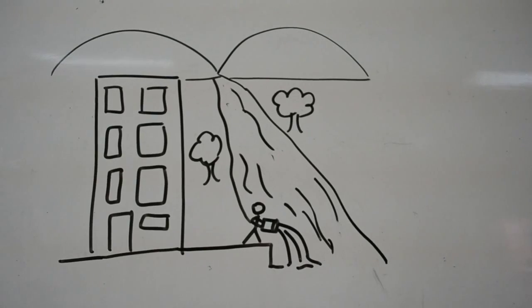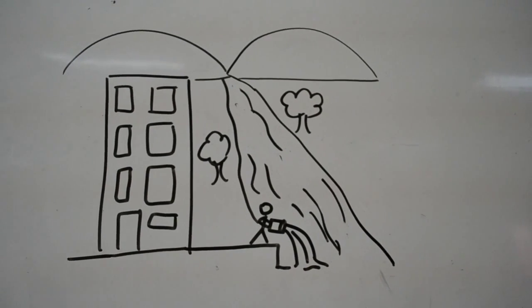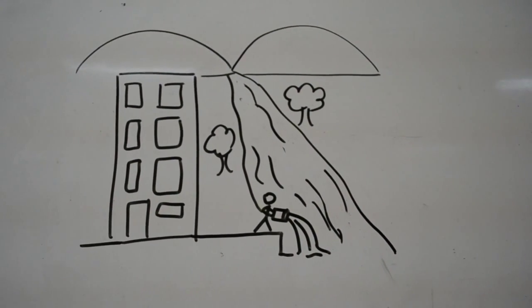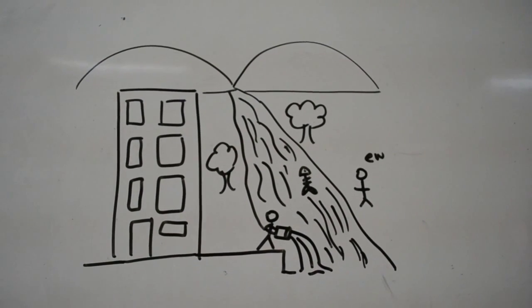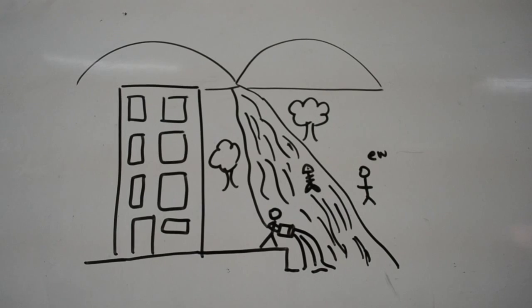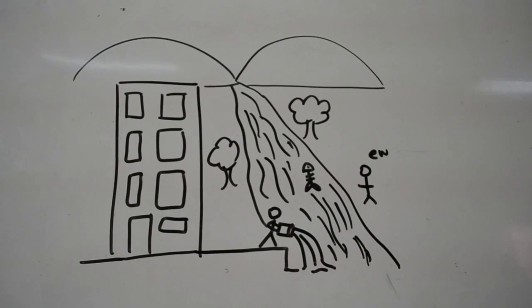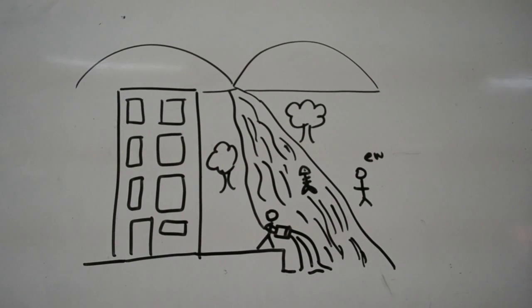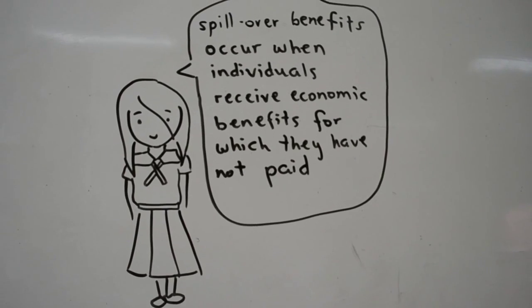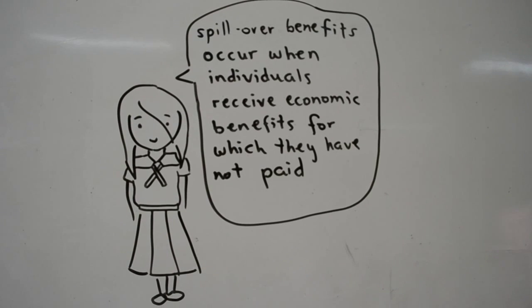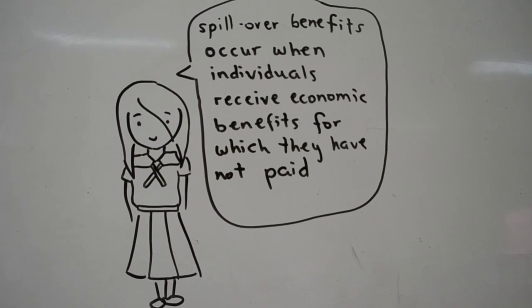An example is when a firm dumps toxic chemicals into a river and pollutes it. It thus becomes unfit for humans to bathe and for fish to thrive there. The firm thus has used a scarce resource, clean water, without paying people whose water resource has been polluted. Spillover benefits occur when individuals receive economic benefits for which they have not paid.